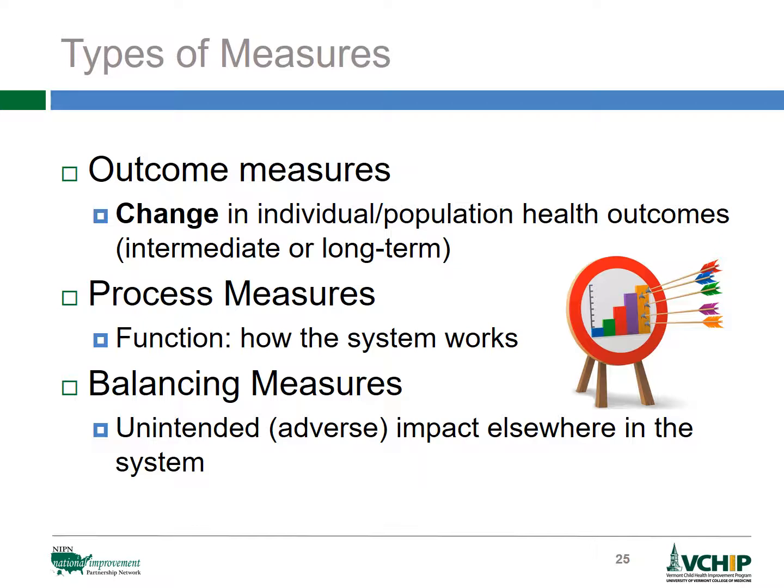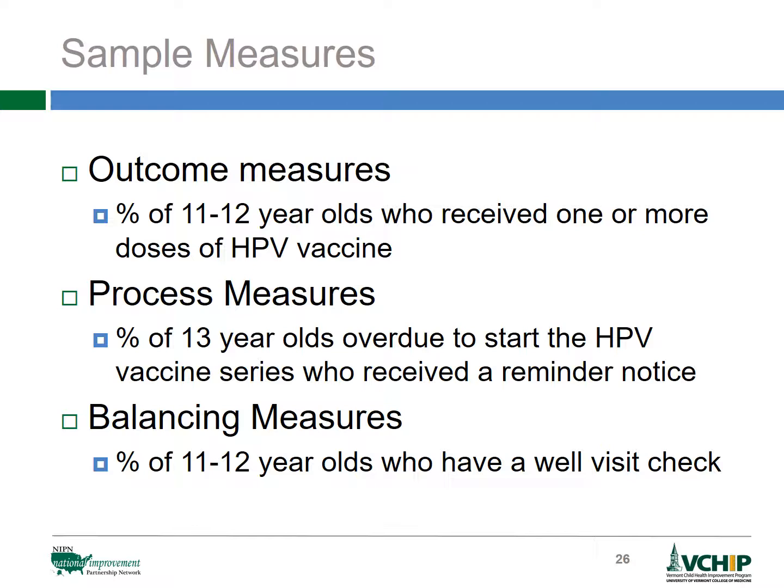A process measure is really looking at how the system is functioning. Is what we think is happening actually happening? Did the change we implemented, is it being implemented the way we thought it would? And then finally, balancing measures are measures that look at something unintended, sometimes adverse, that is happening elsewhere in the system based on the changes you've made. And for anyone who's done a maintenance of certification project, you know that application for those projects requires all 3 types of these measures. So here's a sample of each one of those types of measures.